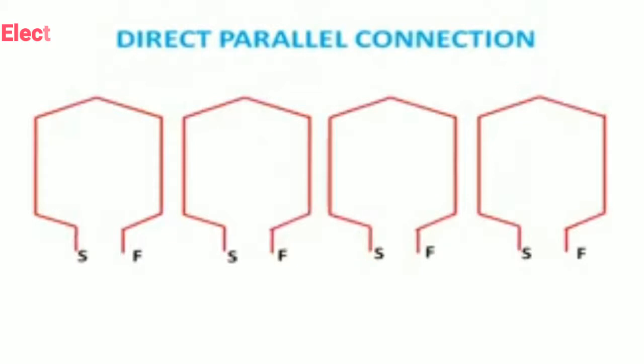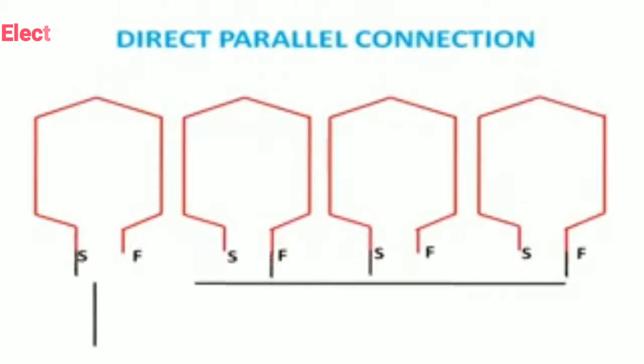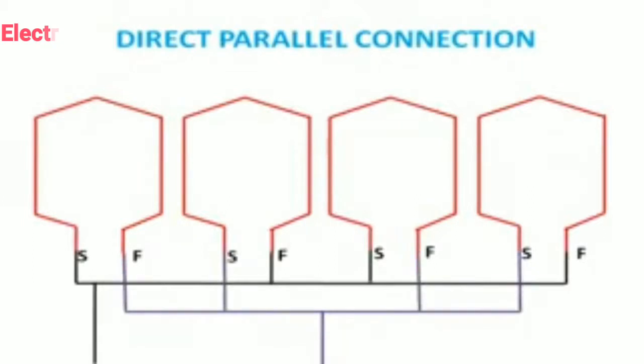You can see the direct parallel connection. Here we have 4 coil groups, and we are connecting the starting and finish of all coil groups in one terminal, and the other finish and starting of the other coil terminal will be connected, and finally the winding A1 A2 terminals will come out.